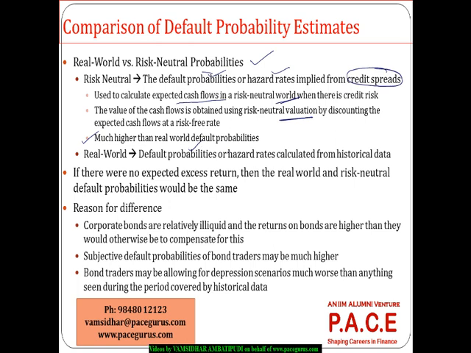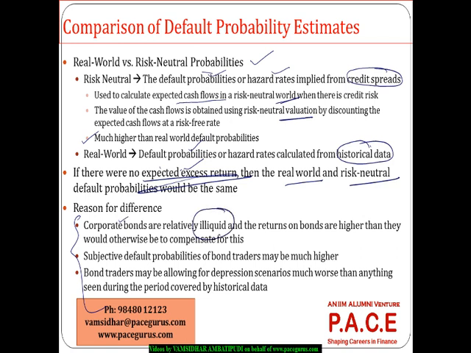And in the real world, whenever I say real world default probability, these are the numbers which are coming purely from the historical data. And if there were no expected excess return, generally if the investor is risk neutral, means he does not expect any kind of a higher return for the higher risk that he is taking, in that case, the real world and risk neutral default probabilities are the same. But in reality, this cannot be the case. There are cases where the investor expects higher return. Let's look at a few important reasons.